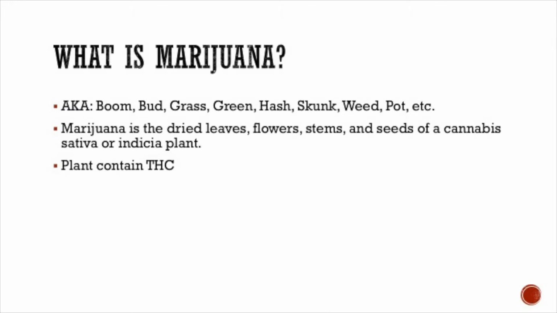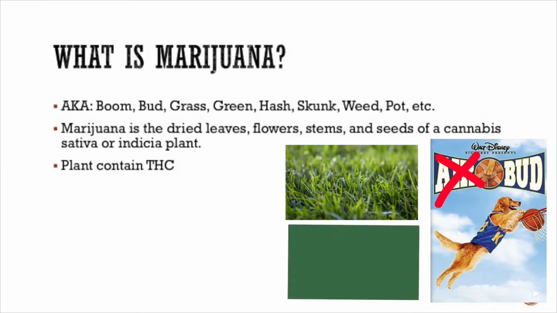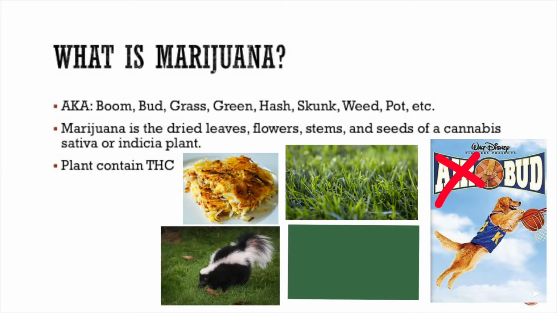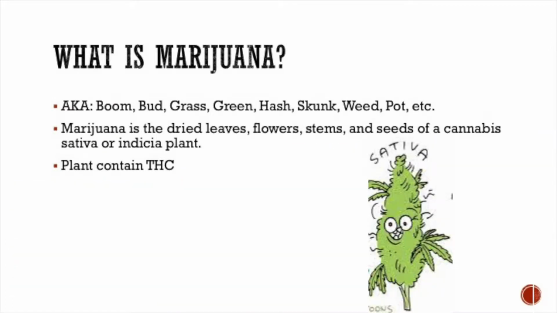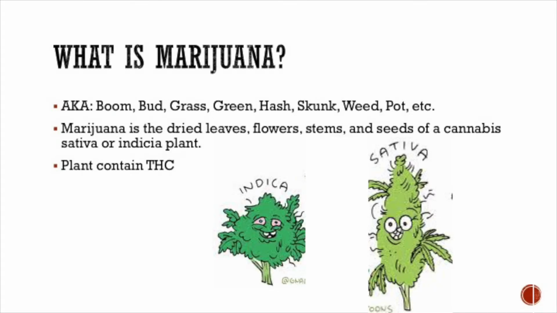Marijuana can be called a lot of different names, but some of the more common names are bud, grass, green, hash, skunk, or weed. So, marijuana is basically dried leaves, flowers, stems, and seed of the cannabis sativa plant or indica plant. These plants contain THC, which is a chemical component that is responsible for many of the drug's psychotropic effects, which are basically mind-altering effects.